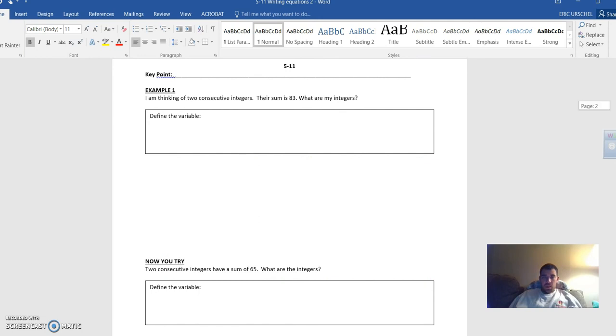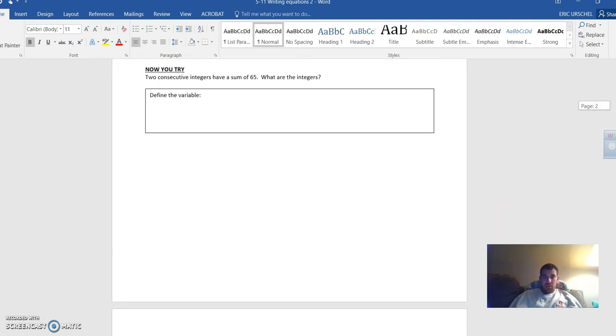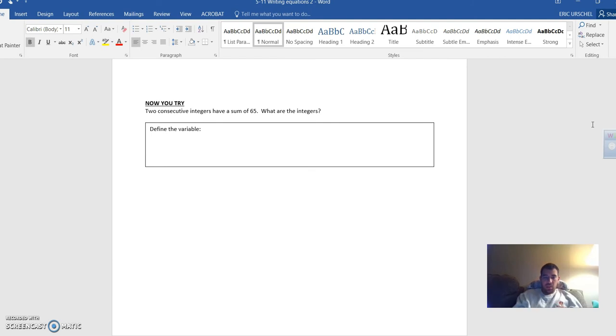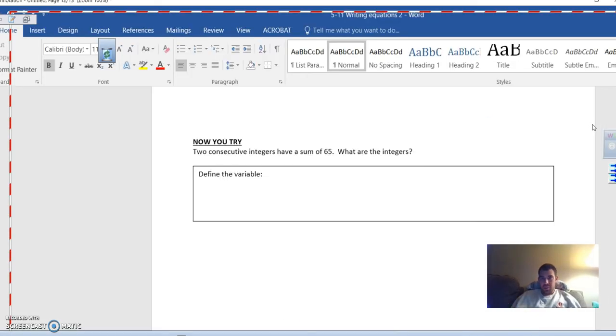Alright, now if you understood that one and you're like, oh, that's easy, using an equation, not just guessing, but actually writing an equation, then go and do this next one. If you didn't understand it, then just follow the video. So two consecutive integers have a sum of 65. What are the integers? So x is the smallest integer.